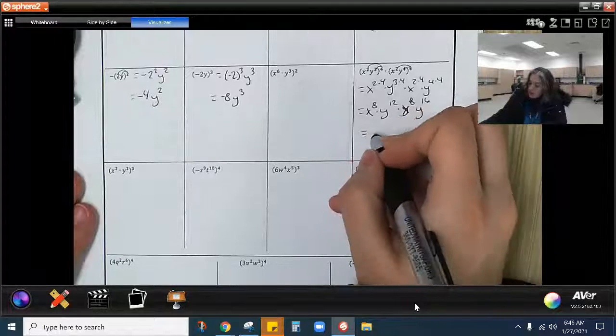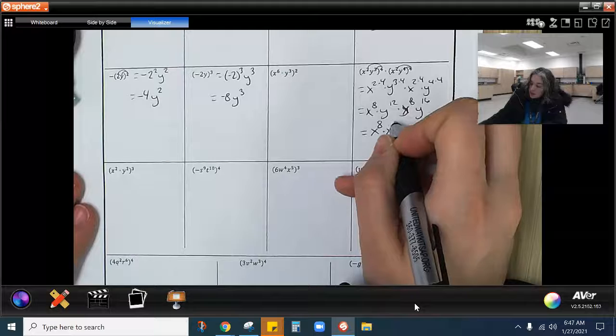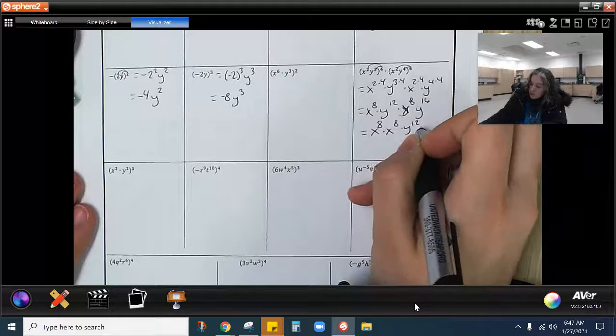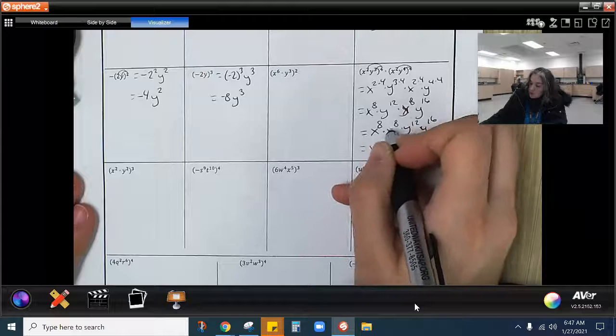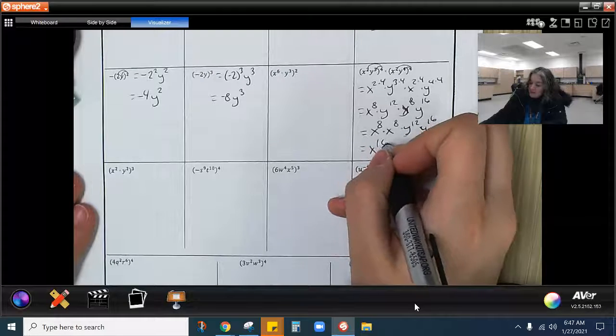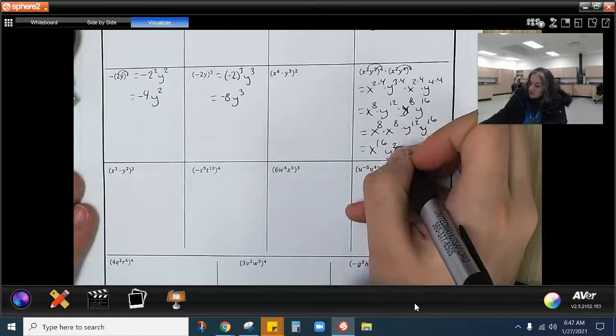I'm going to rewrite that so my x's come first because they're alphabetically first. X to the 8th times x to the 8th times y to the 12th times y to the 16th. So x to the 8th, 8 plus 8 is 16, and then y to the 12th plus 16 is y to the 28th.